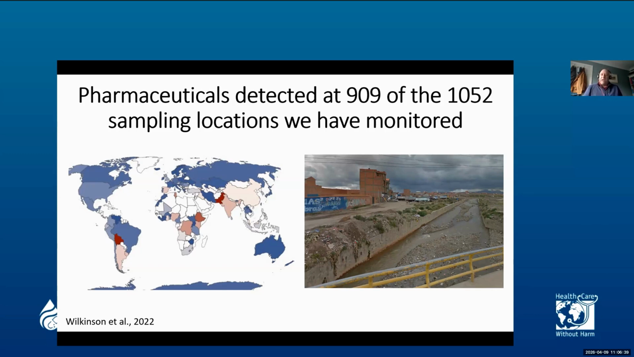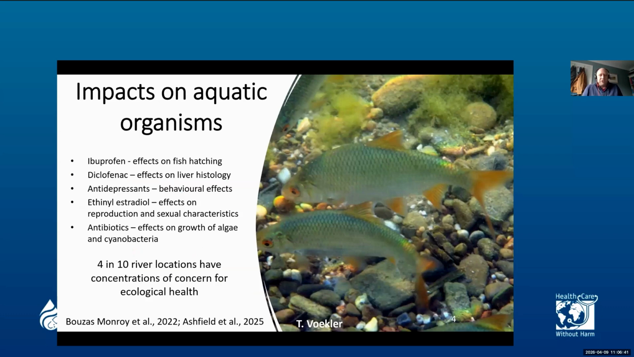And there's a lot of data now suggesting that the concentrations that we see of pharmaceuticals in the environment might be of concern for organisms in the environment. So here are a few examples. Studies with ibuprofen over long-term exposure show that at quite low concentrations, ibuprofen can affect the hatching of fish. Diclofenac studies have shown that at low concentrations, you get effects on liver histology in fish.